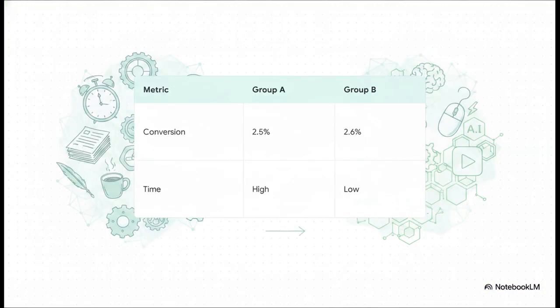Moving to step 5, it's time to run the test for a fixed window and analyze what happened. Let's say we ran our coffee brand test for 4 weeks. Group A converted at 2.5% and Group B at 2.6%. So essentially flat. But Group B took a fraction of the time to produce. One massive warning here, though. Please resist the temptation to stop a test early just because you see a number you like. You have to read the data honestly.